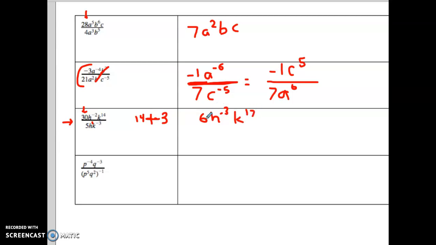And then I know I have a negative exponent, and the way to get rid of that is to flip it to the bottom. So 6 will stay up top. That's okay. K17 is going to stay up top because that's positive, and that's what we want. But we've got to send H3 to the bottom so it becomes positive. So there is my new monomial.